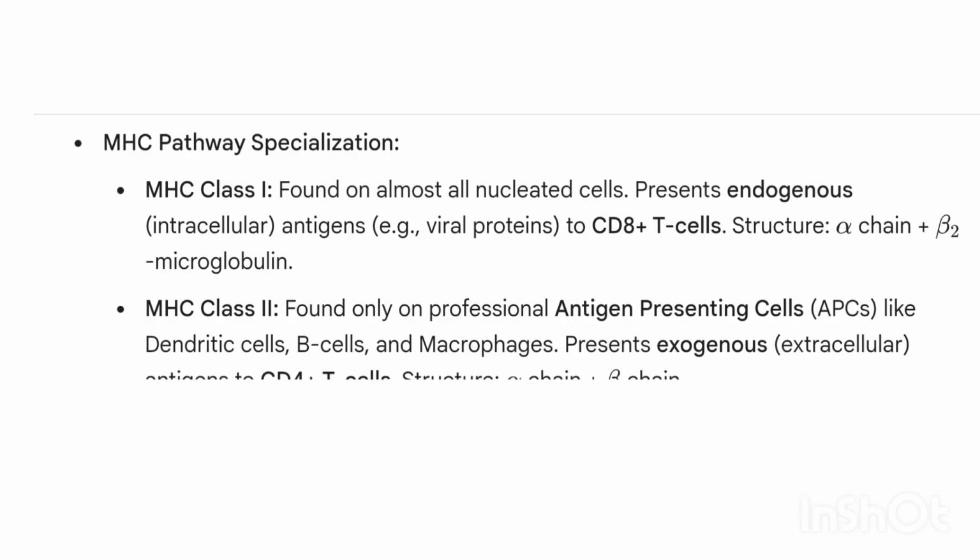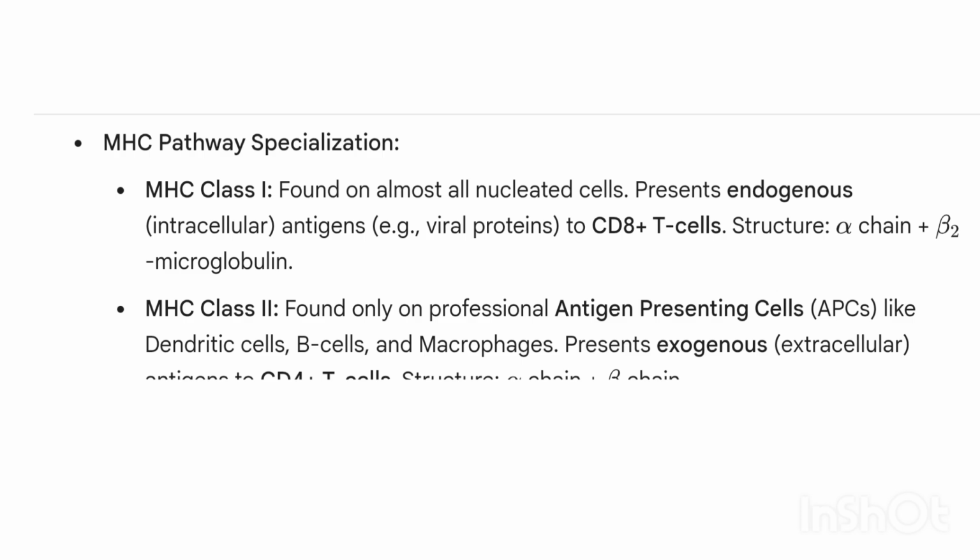MHC pathway specialization. There are three types of MHC classes: MHC class 1, 2 and 3. MHC class 1 is found on almost all nucleated cells and it presents endogenous antigens, that is intracellular antigens, to CD8 plus bearing T cells, that is the TC cells. Its structure includes an alpha chain plus a beta 2 microglobulin. So these are the main points related to MHC class 1.